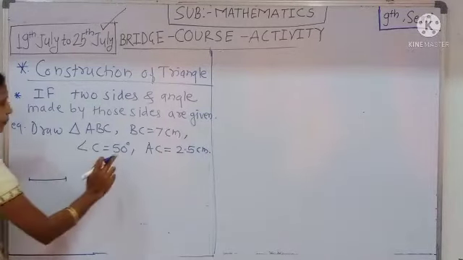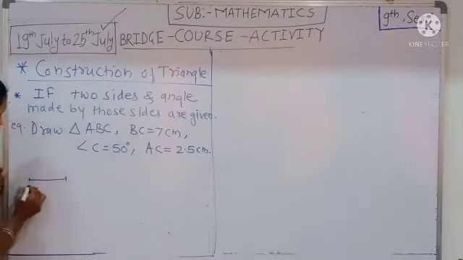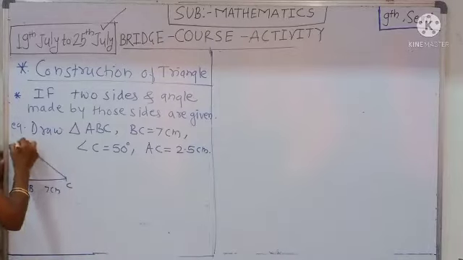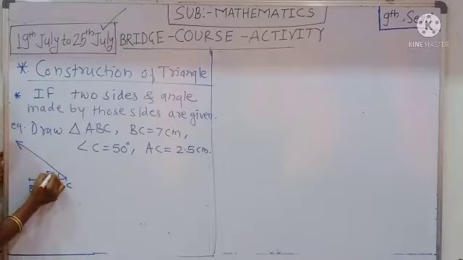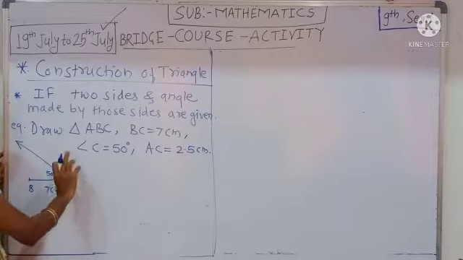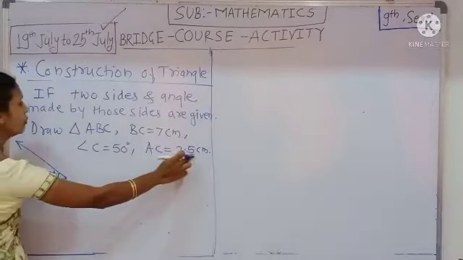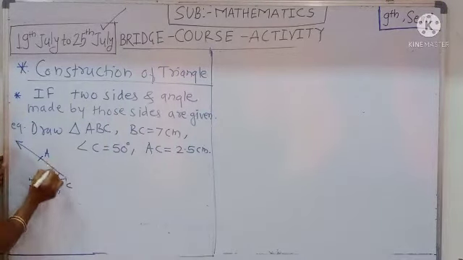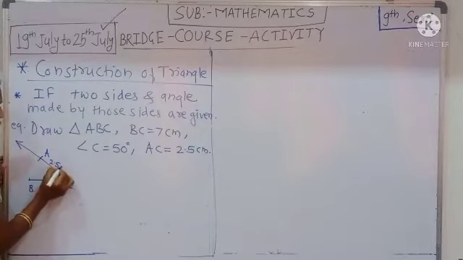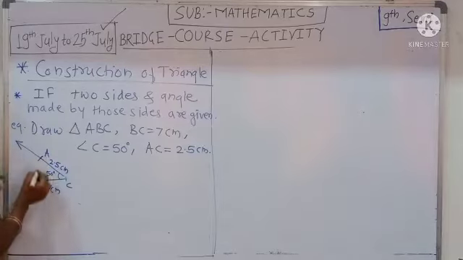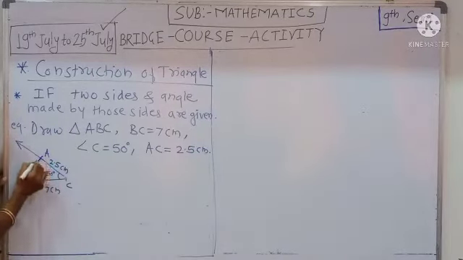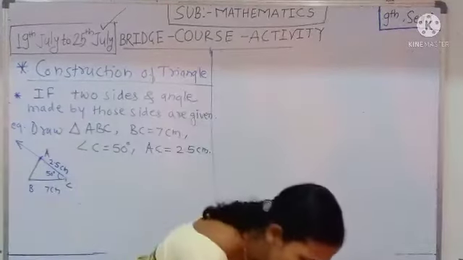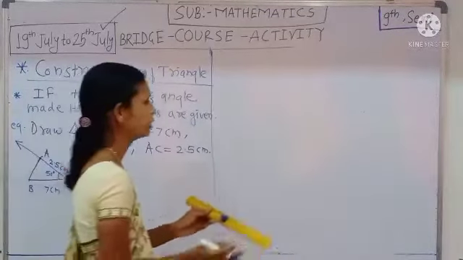Focus here and first of all draw the rough diagram of it. First of all, we have to draw the side BC of 7 cm. Then we have to draw the ray which makes a 50 degree angle at vertex C, and then using one needle compass we have to take a 2.5 cm distance and mark it on that ray of length 2.5 cm, and then we can join points A and B. That is the construction of the triangle. Then we have to draw this type of construction here.